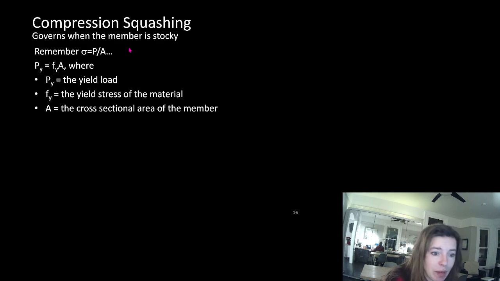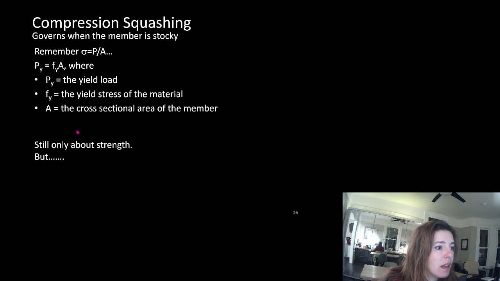So the squashing part is about when it's really short. And that is simply our stress equals force divided by area, where Py is the load at which it yields, Fy is the yield stress of the material, so the maximum stress we want to put on it before it yields, and area is the cross-sectional area of the member. That's easy. Remember, area is just a shape property. So it's all about strength.